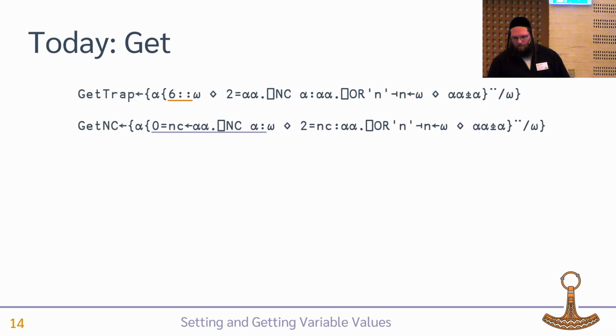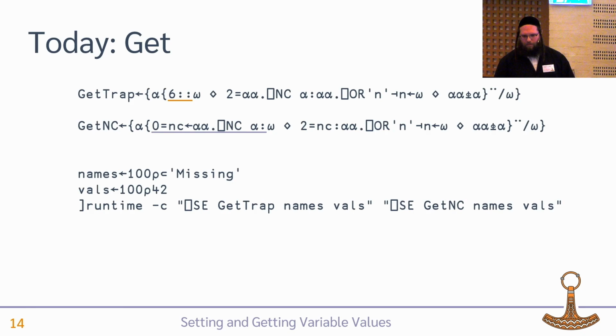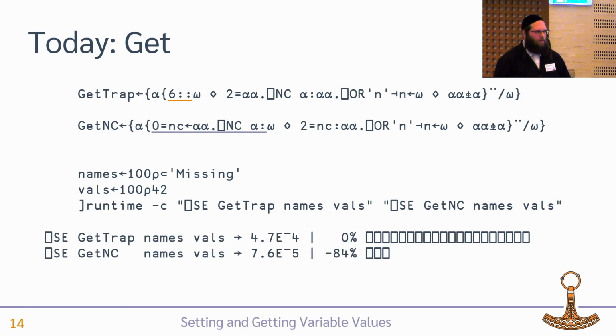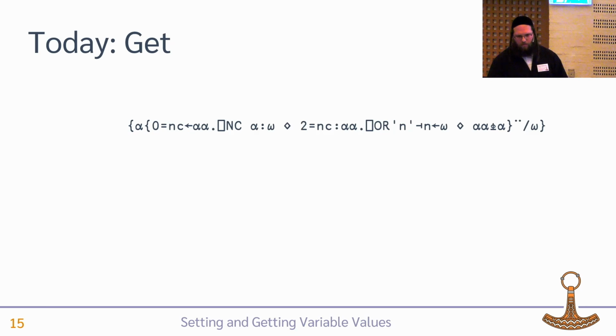So let's compare these for when we actually need the fallback value. They're too long to compare directly. Let's give these names and apply them with a missing fallback value. And well, look at that. Using an error guard or checking whether the variable exists first does make a difference. So there you've got it, state of the art. This is how you get the value of a variable, right?